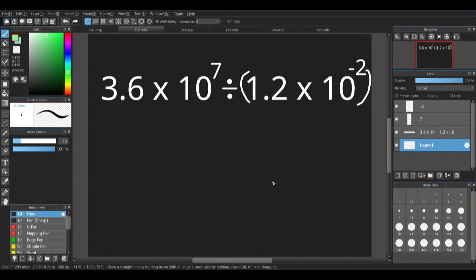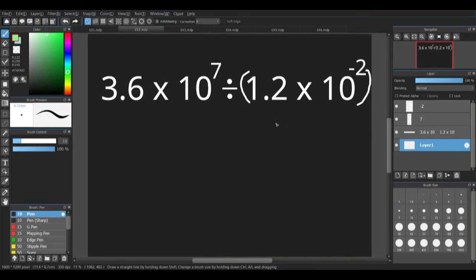For our next example, we are going to do 3.6 times 10 to the 7th divided by (1.2 times 10 to the negative second). You'll realize I have parentheses here. That's because when we divide, we have to make sure that we show we're dividing not by the 1.2, but by the whole 1.2 times 10 to the negative second. Even when you have a calculator, it's important to watch your parentheses.